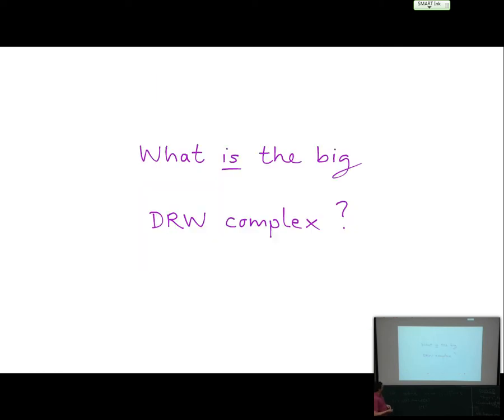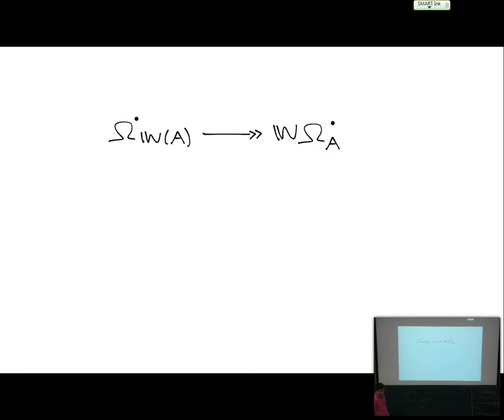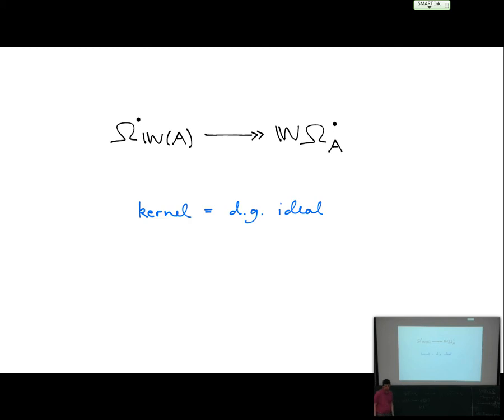So what is the big de Rham-Witt complex? As you said, it's a quotient of the de Rham complex, and it's a quotient by a differential graded ideal. Well, I know it inductively. So the way you construct this is to do it at finite levels and then induct up on the length. But it's not so deep. In the case of the integers, I know explicitly what it is.